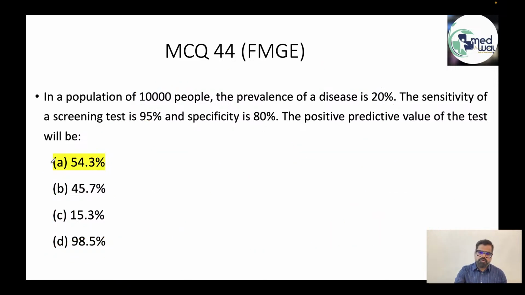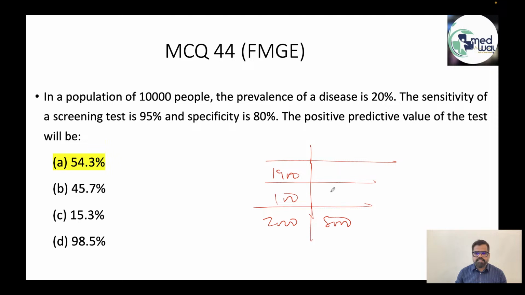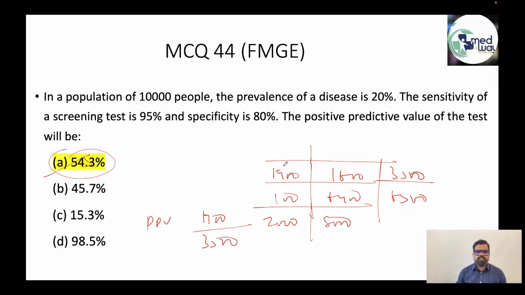If you do the same exercise the same way, I can make the 2 by 2 table here also. And if I do fast, you can easily do here also. So 95%, this 1900, so this is 100, this is 6400, this is 1600, so this is 3500, and this is 6500. So positive predictive value is equal to 1900 by 3500. So we are getting this answer. The concept should be clear, it will be very easy to solve.